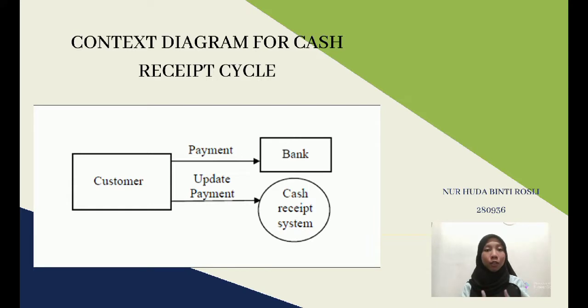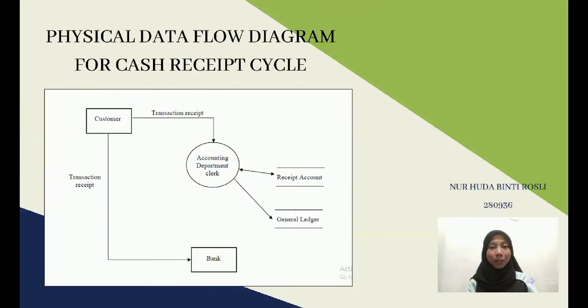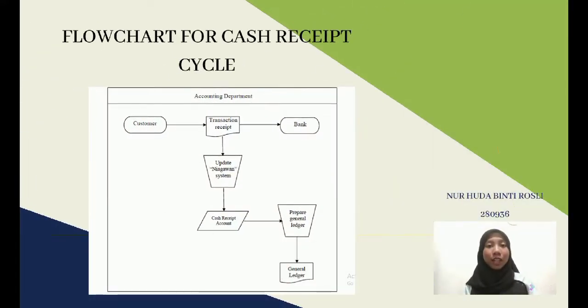Then the transaction receipt will be given to the business for further updating the account related to cash receipt. This is the physical data flow diagram for Y&R multi-enterprise cash receipt cycle. The customer will transfer their payment to the bank and get the transaction receipt. Then the transaction receipt will be transferred to the accounting department for preparing the receipt account as well as the general ledger account.